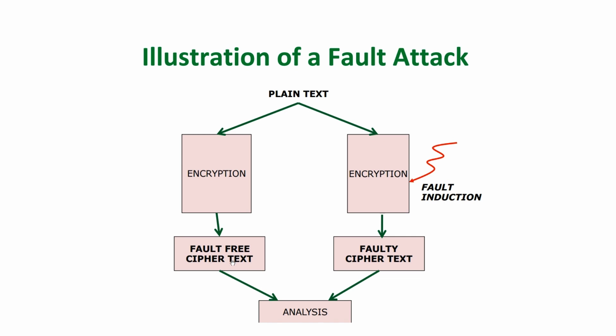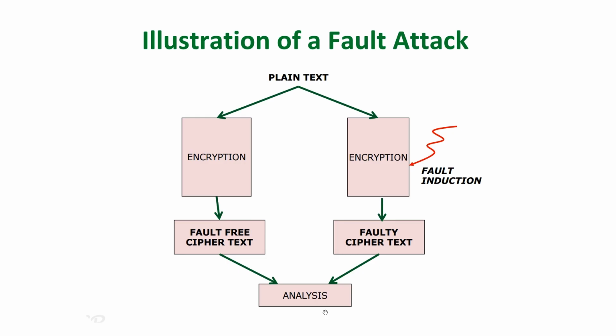So, we have two ciphertexts, a fault free ciphertext and a faulty ciphertext, and both these ciphertexts are essentially different. Now, the attacker would analyze the fault free ciphertext and the faulty ciphertext, and from this derive the secret key. So, there are essentially two things to look over here. First is how would the attacker induce the fault during an encryption, and secondly, how would the attacker identify from the faulty ciphertext and the fault free ciphertext what the secret key is.